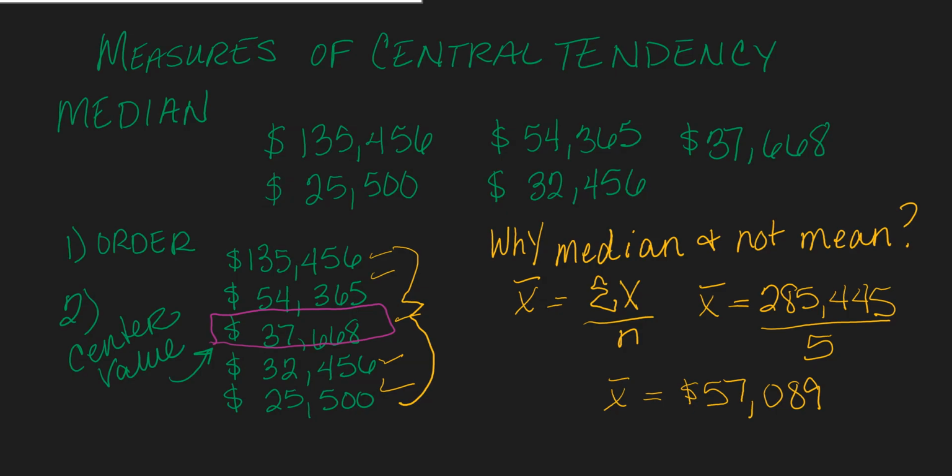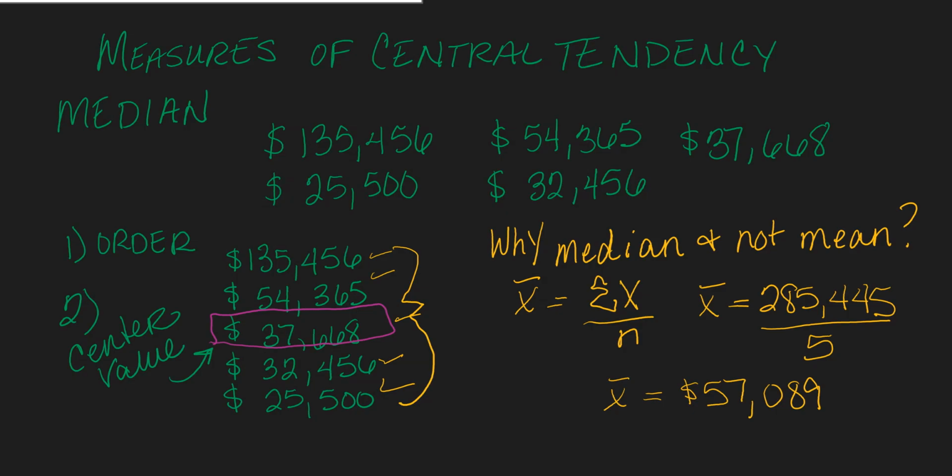37,668, our median, or our mean, 57,089? If you answered the median, you're correct. Hooray! Why is the median a better measure here? Because we have extreme values.